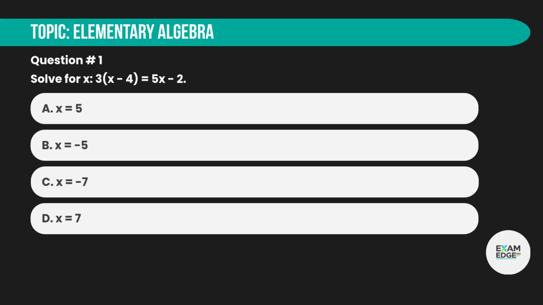A. X equals 5. B. X equals minus 5. C. X equals minus 7. D. X equals 7. Correct answer: B. X equals minus 5.